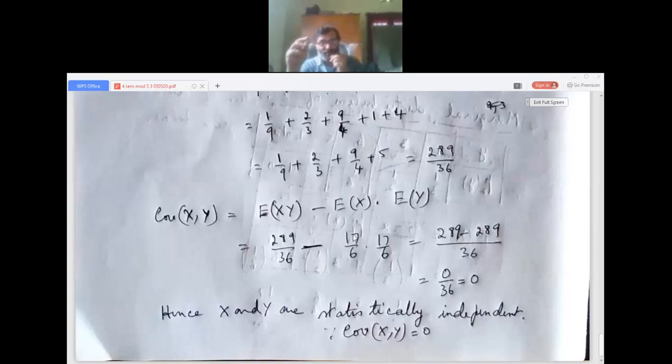If the covariance of xy is not equal to 0, then x and y are not statistically independent, that is, they are statistically dependent. So if they ask to show that x and y are statistically independent, you have to show that the covariance of xy is 0. If they ask to show they are statistically dependent, then the covariance of xy should be some number. In the model question paper they have asked to show that x and y are statistically independent, so the covariance of xy should be equal to 0.